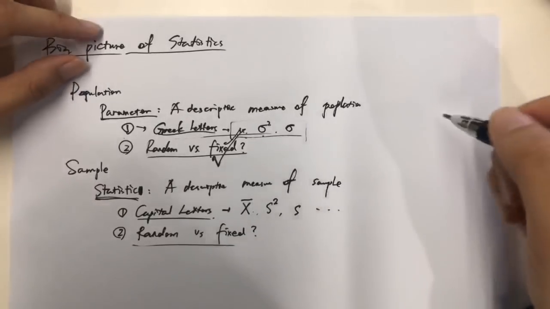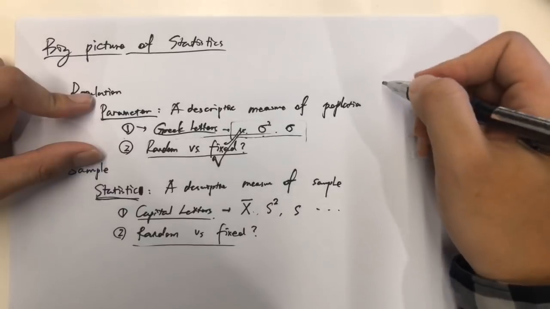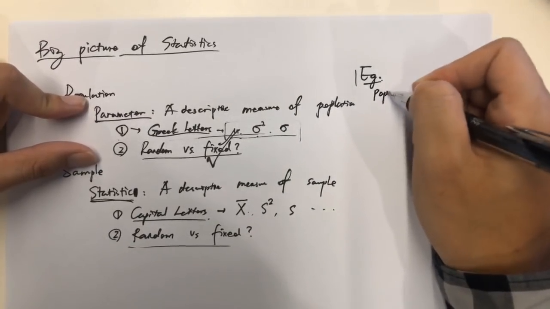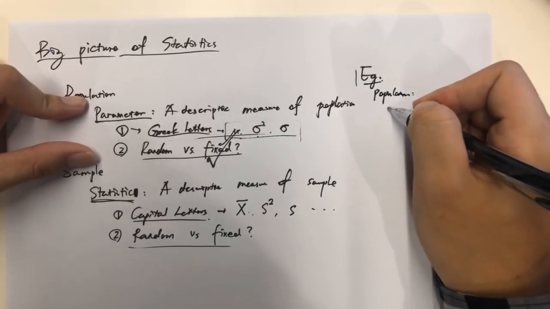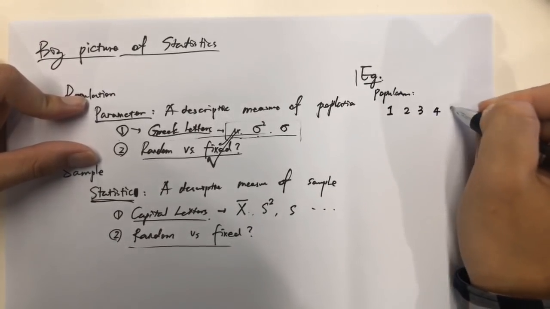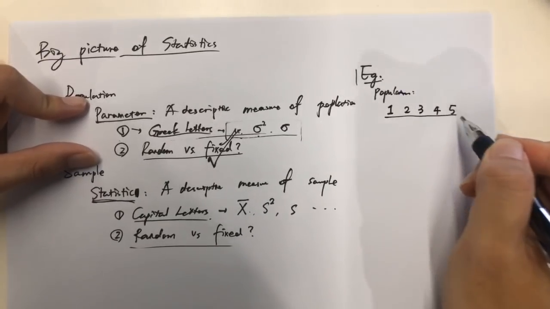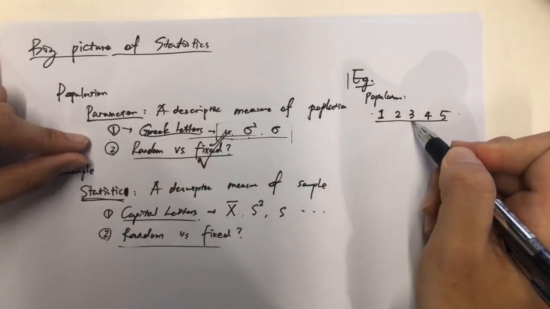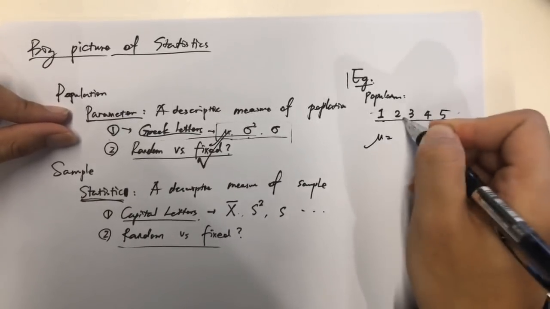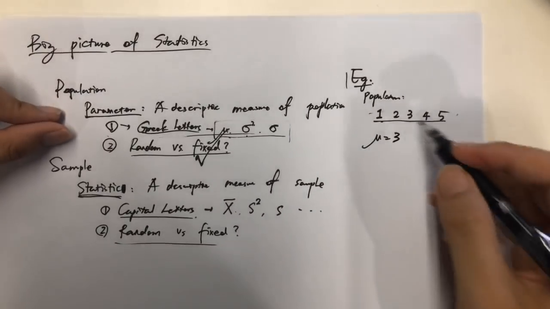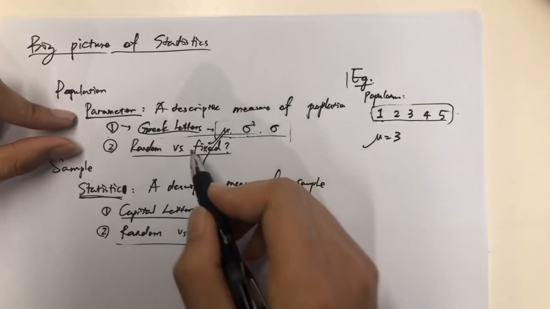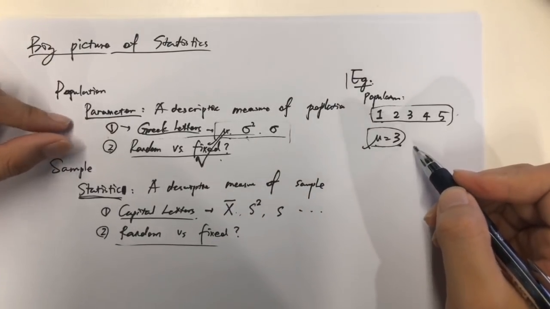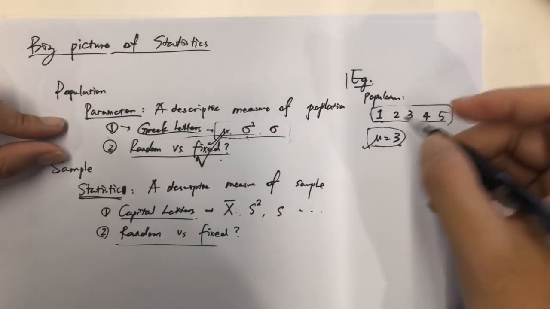That's because, for any population parameter, here is an example. Let's suppose we have a population that has five elements: 1, 2, 3, 4, and 5. Suppose this is the whole population. For the population mean, mu equals (1+2+3+4+5)/5, which is 3. Once the population is fixed, the population parameters are fixed. No matter if it is the population mean, variance, or standard deviation, they are all fixed.